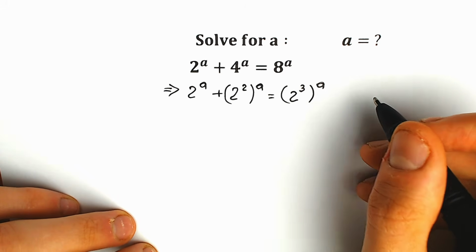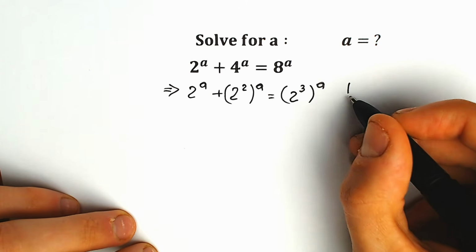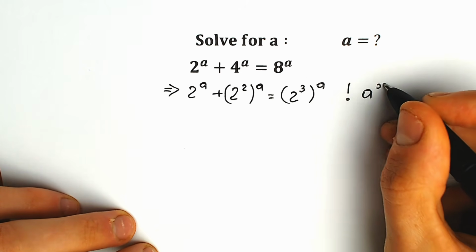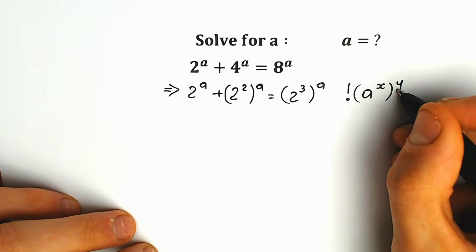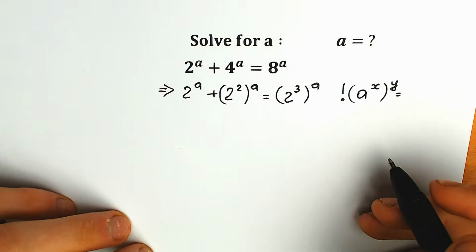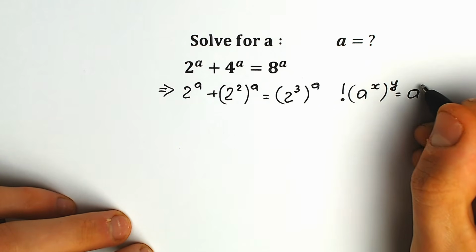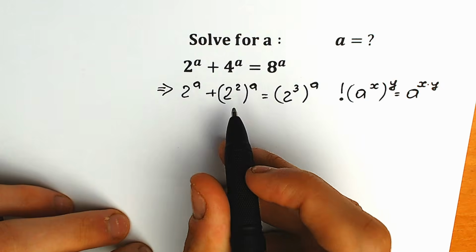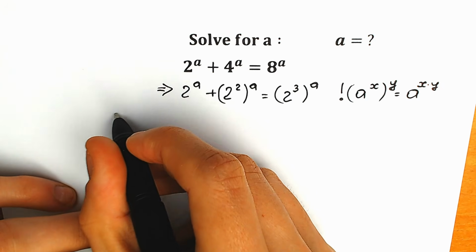And right now we need to learn a really interesting property, maybe the most popular property, when we have a to the power x raised to the power y. So when we raise this with parentheses, we can write it as a to the power x times y. So we can multiply our power. So I'm going to start on the left side.